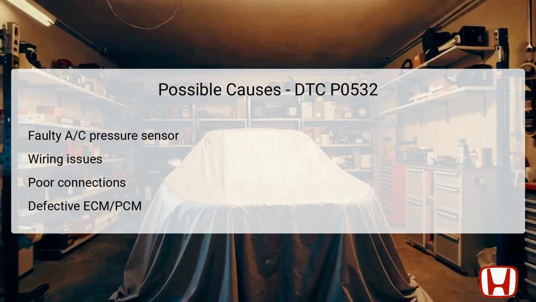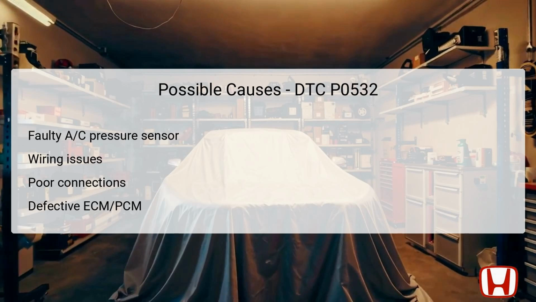Several potential causes can lead to the triggering of DTC P0532, and understanding these enables more targeted troubleshooting. A faulty AC pressure sensor is the most straightforward explanation. If the sensor malfunctions, it may provide incorrect voltage readings to the ECM or PCM.